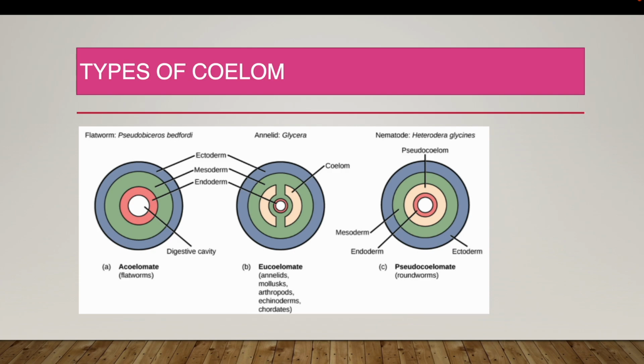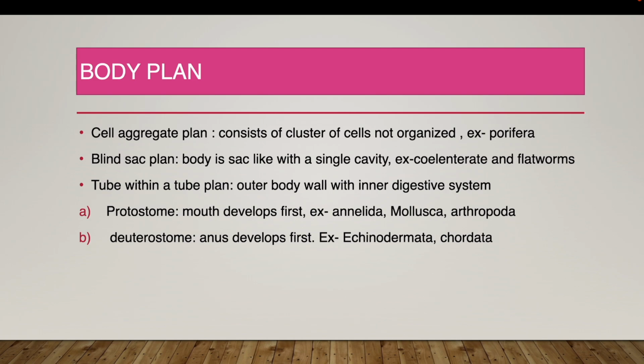That means a proper body cavity is there between the body wall and the alimentary canal, and it is lined with the mesodermal layer. So based on coelom, the animals are divided into multiple categories. Then the third feature is known as body plan.